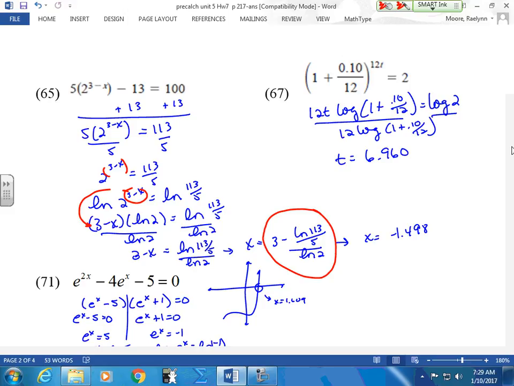And again, plug it back in. It's really nice to plug. It's an exponential equation. Just plug it back in. Just in your regular calculator, 5 times, and make it look exactly like this. 2, and raise this to the 3 minus -1.498. And then come back out of this and see if it's equal to close to 100. It won't be exactly because you rounded.